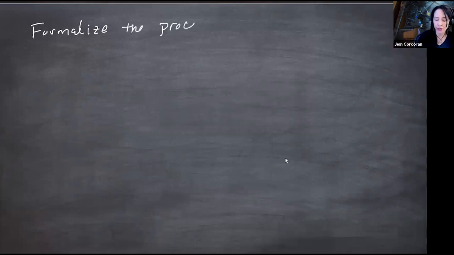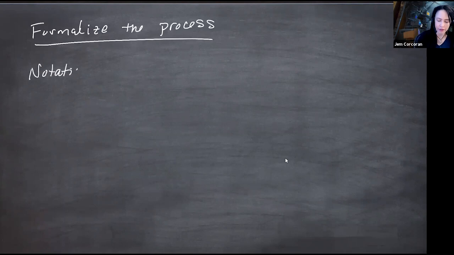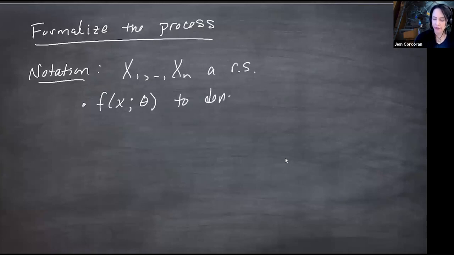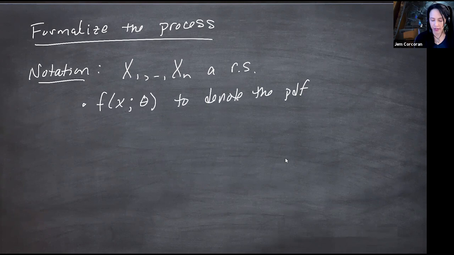And the first thing we're going to do is some notation, and a little bit more than notation. So suppose we have a random sample x1 through xn, a random sample from something. We're going to use f of x, semicolon theta, which is our generic parameter, to denote the PDF or PMF. So I've expanded this notation.